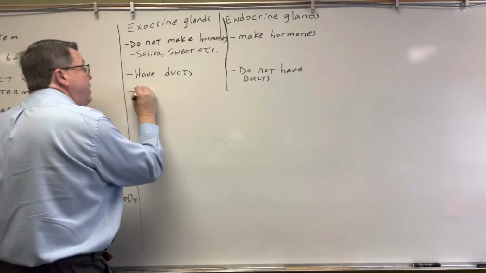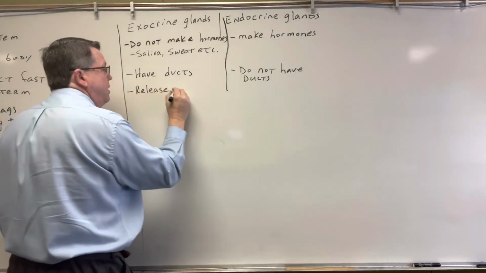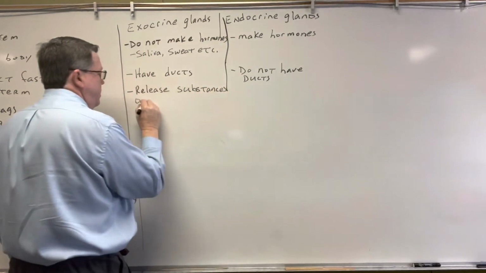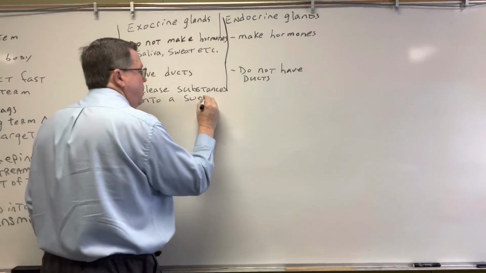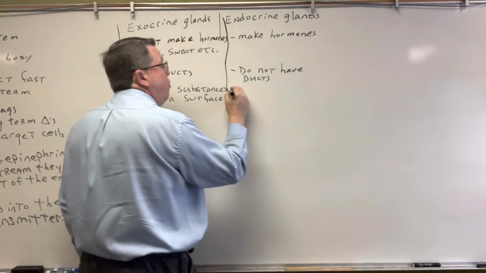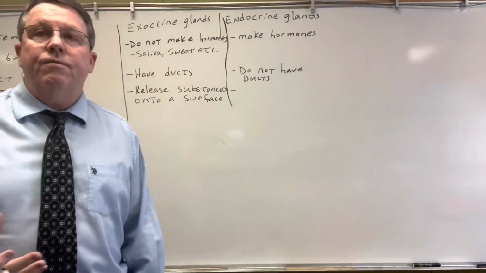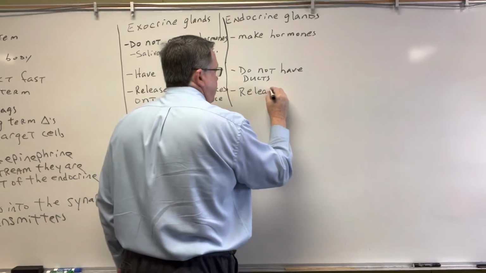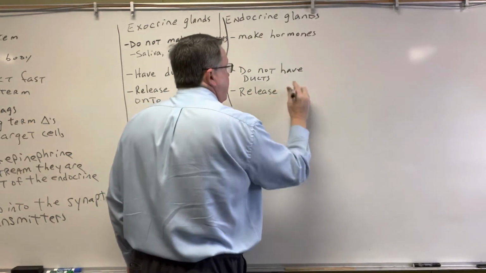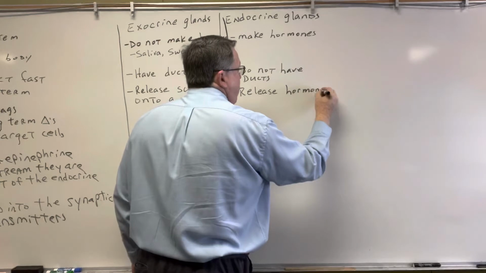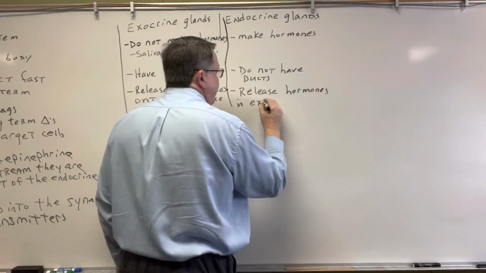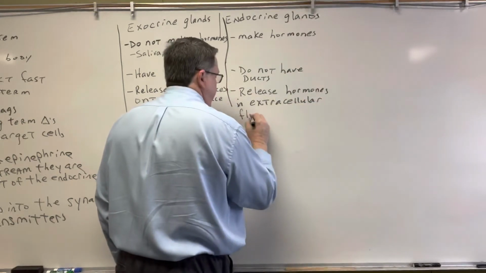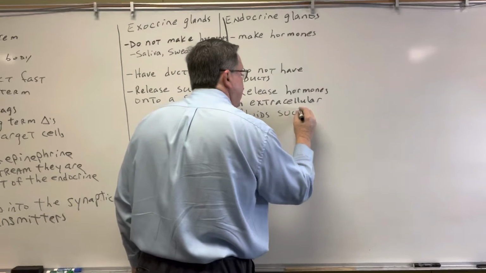And then exocrine glands release their substances onto a surface. Endocrine glands release their substances into extracellular fluid, such as blood or lymph. Actually, we're going to call these hormones. So they release hormones into extracellular fluid, such as blood and lymph.